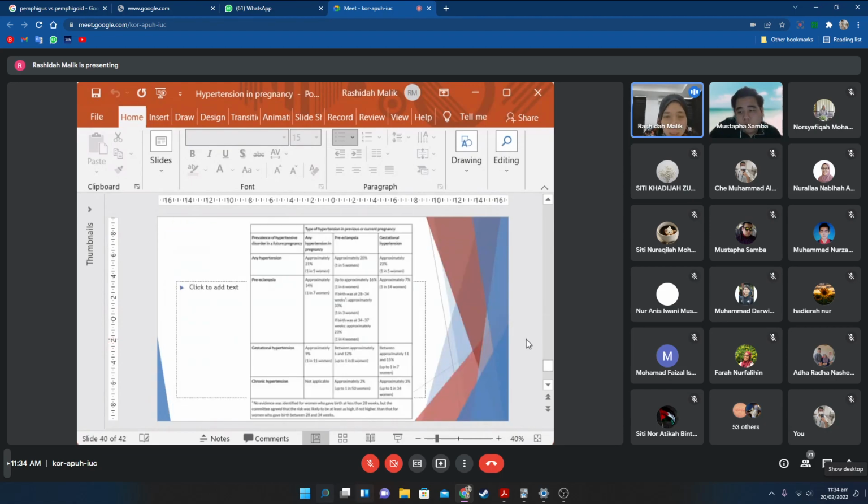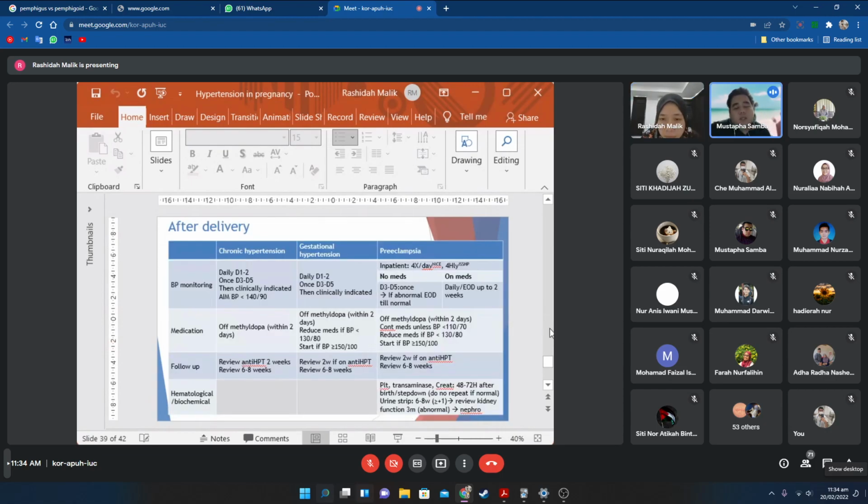So, Doctor, meaning after the patient delivers, for a patient with hypertension in pregnancy, it depends whether it is gestational or preeclampsia, whether we decide to discharge on day 2 or day 4 of admission. Is it like that?